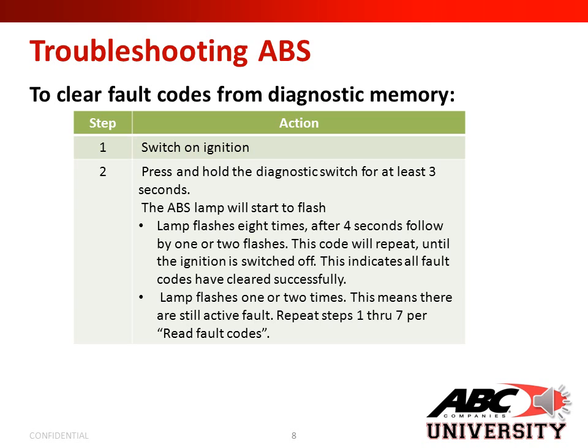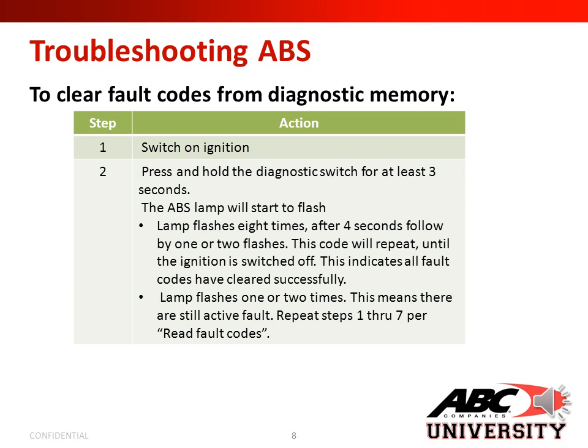Next, we'll go over how to clear fault codes from the diagnostic memory. Step 1. Switch on the ignition. Step 2. Press and hold the diagnostic switch for at least 3 seconds. The ABS lamp will start to flash. Lamp flashes 8 times after 4 seconds, followed by 1 or 2 flashes. This code will repeat until the ignition is switched off. This indicates all fault codes have cleared successfully.